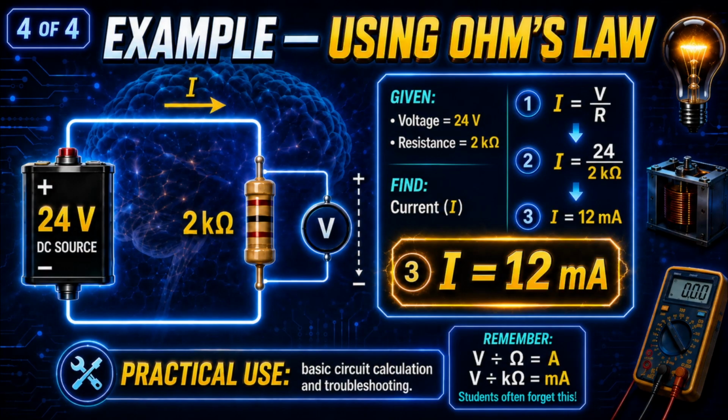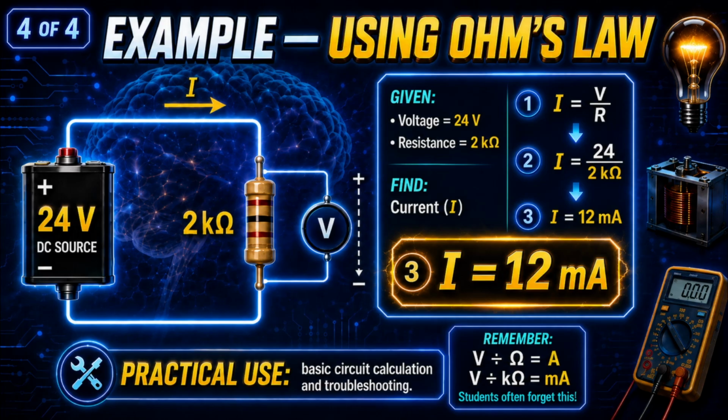Now the voltage is still 24 volts, but the resistance is 2 kilo ohms. Using the same formula, 24 divided by 2 kilo ohms gives 12 milliamperes. So remember this useful relationship. Volts divided by ohms gives amperes, while volts divided by kilo ohms gives milliamperes. Keeping the units consistent helps you avoid a very common calculation mistake.